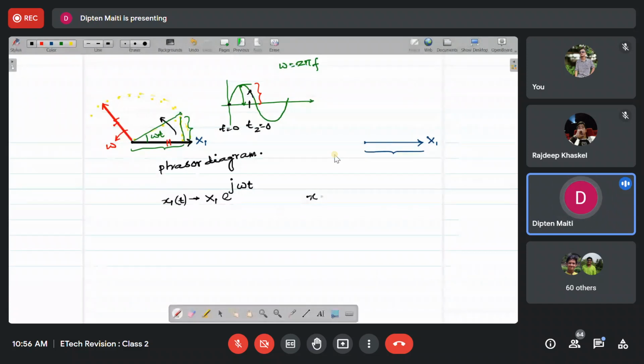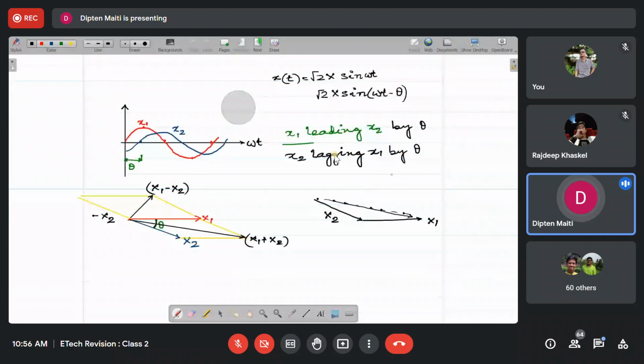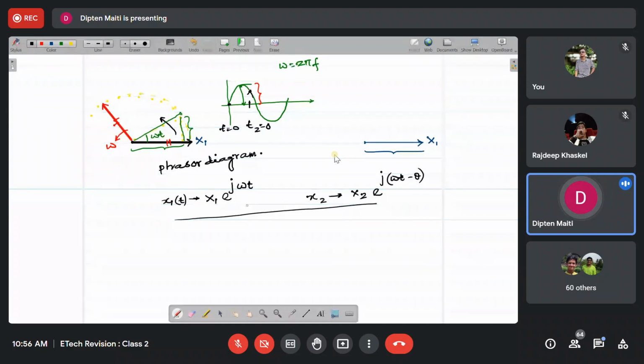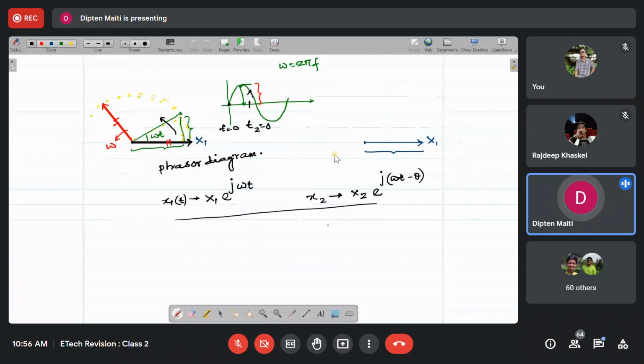Now, usually the complete definition, if we define this way, x2 should be defined by x2 e to the power j, and since x2 is lagging by theta, this should be omega t minus theta. So by using this you can find that x1 is leading and x2 is lagging, because there is a minus theta here. Okay, so you can find it from the representation of the sine wave.